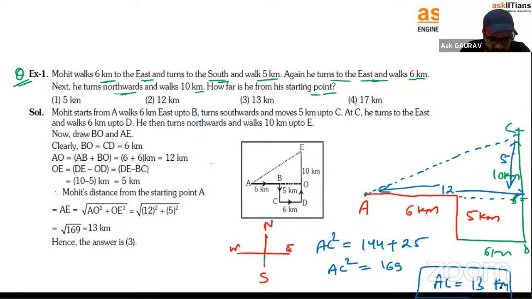Guys, reply in the chat if this is clear. First, do it. Tell me in the chat whether this question is clear or not. Yes. Okay.